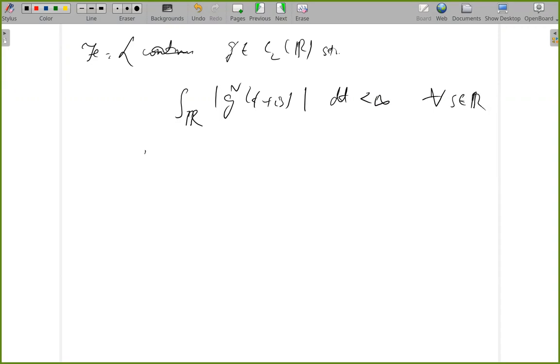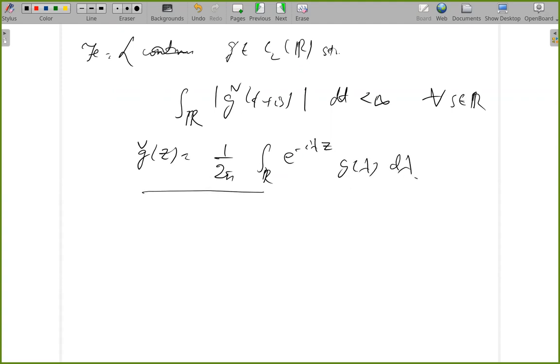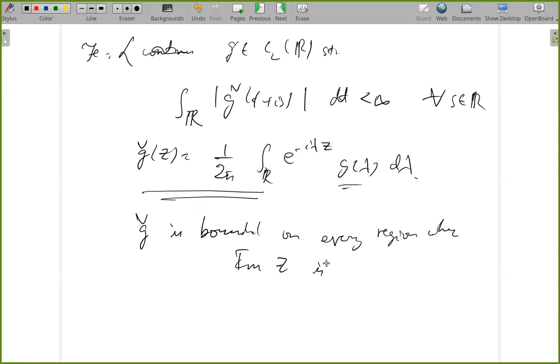So how do we define G inverse? So this is the inverse Fourier transform, the integral over R of e to the minus I lambda Z G of lambda d lambda. Note that first of all, this makes sense for every single Z, this makes sense because G lambda is a C_c function. So it's L1 function in particular. And the only issue that could happen is from the imaginary part, because in the real part, we know this is L1. Imaginary part will just contribute some fixed quantity. So this is in fact bounded. So G inverse Fourier transform is bounded on every region where imaginary part of Z is bounded.